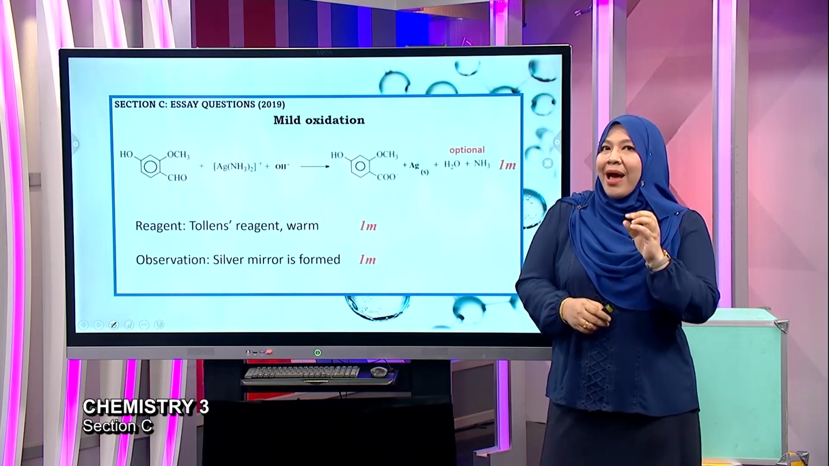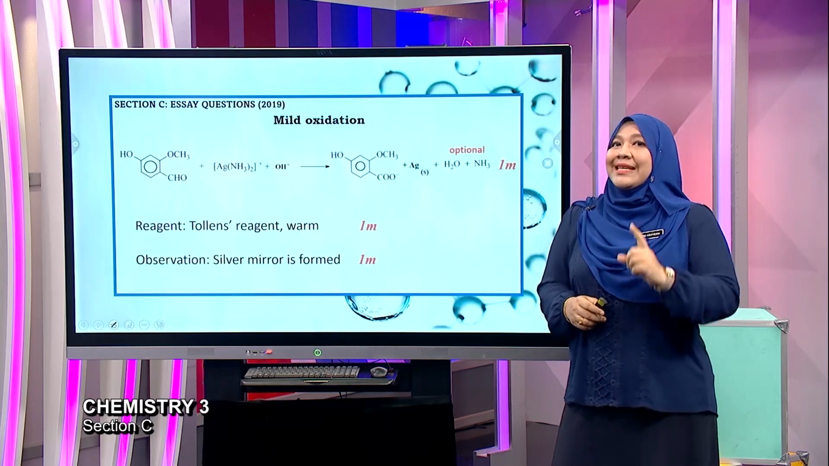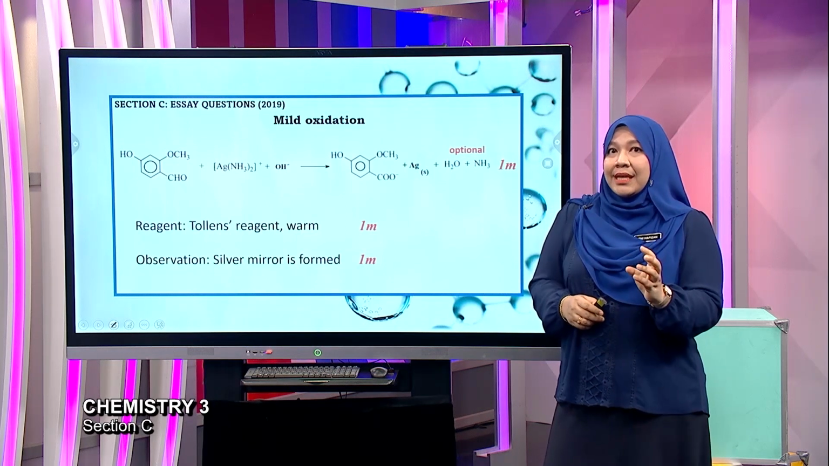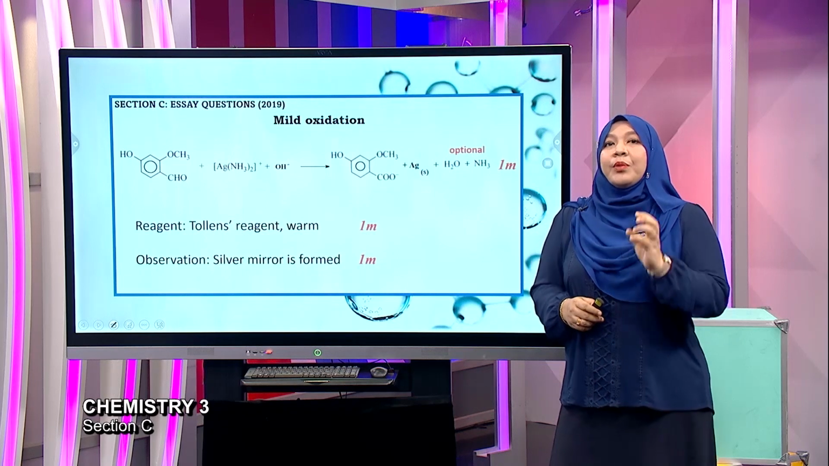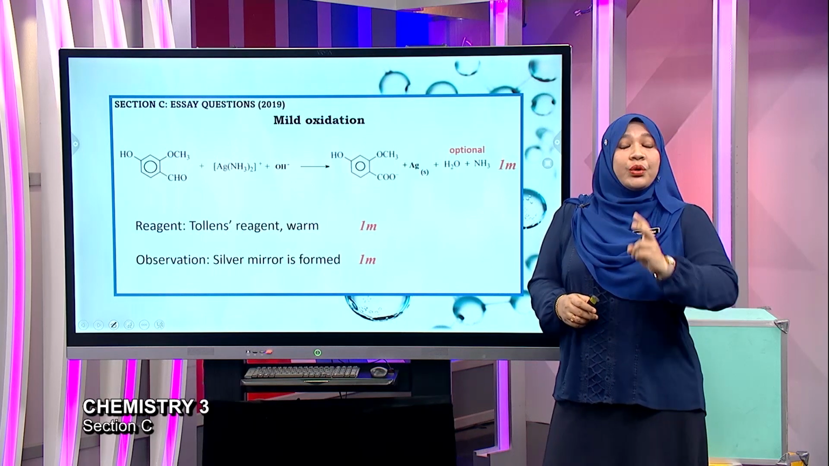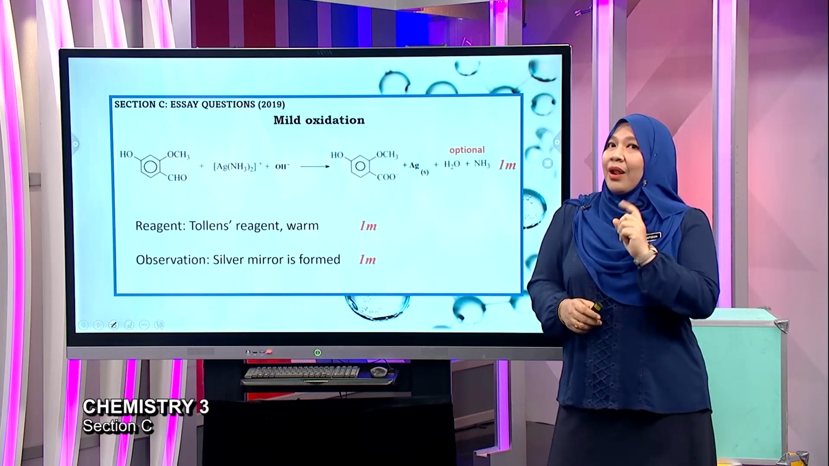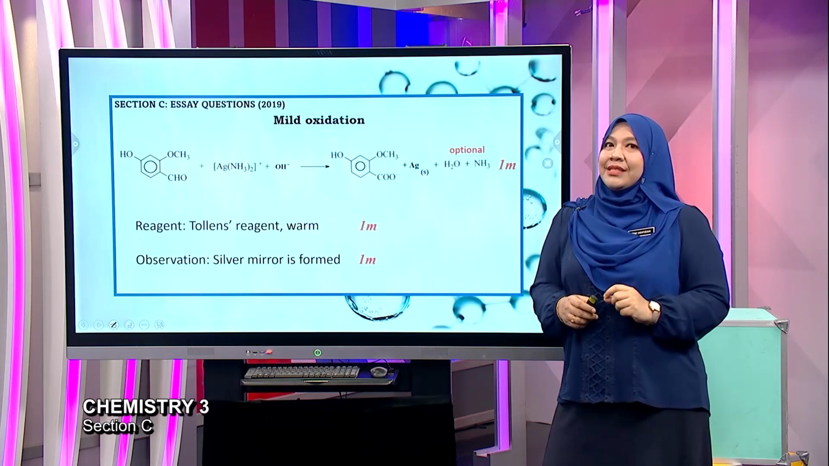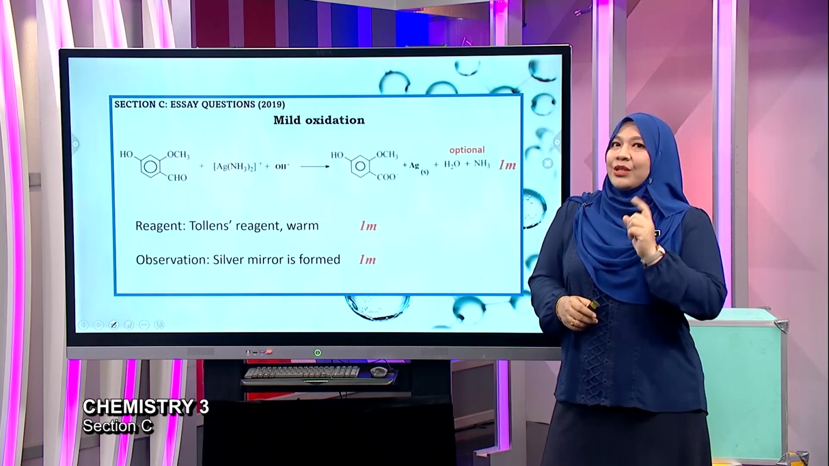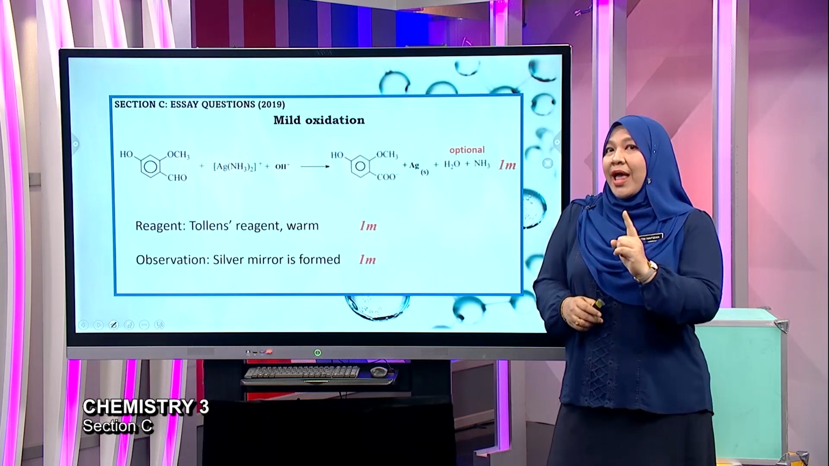Next reaction is mild oxidation. Students, here you have to remember, mild oxidation cannot use the oxidizing agents that are very popular with us, which are potassium manganate(VII) or potassium dichromate(VI). These two are strong oxidizing agents. If you use either one of them, it is wrong already. You are not having mild oxidation anymore. So the correct reagent to carry out mild oxidation is Tollens reagent, and the condition is warm. The correct reagent and correct condition give you 1 mark.